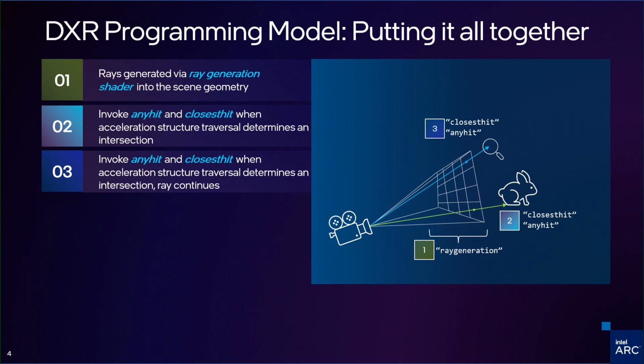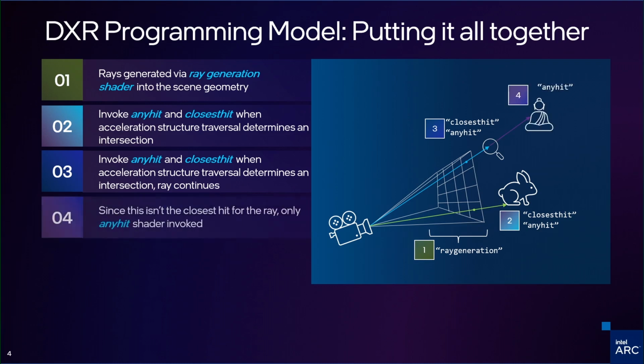This step 3 is actually a little bit different. Here we're hitting this magnifying glass, and just as we did with the bunny, we're going to execute the closest hit and any hit shader, but that ray is actually going to continue out into the scene and hit this other statue, which at this point, because we've already executed our closest hit shader, only the any hit shader is going to be invoked.